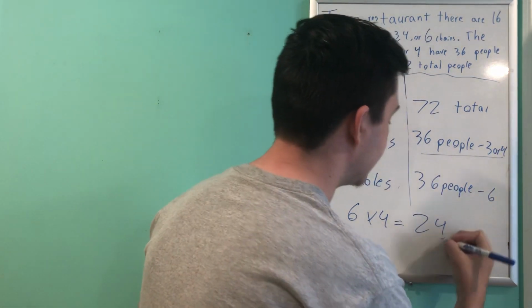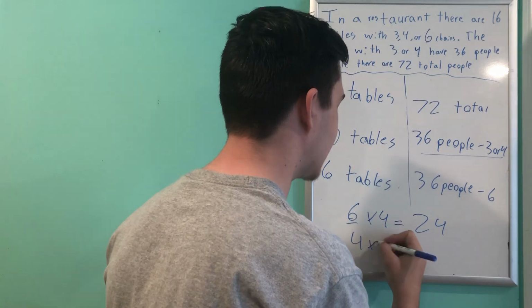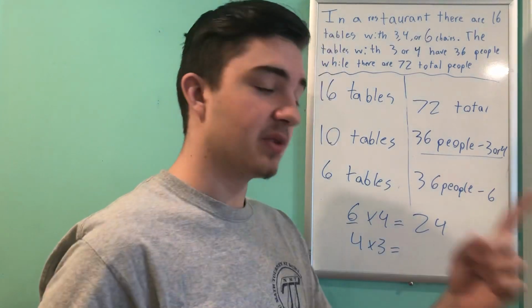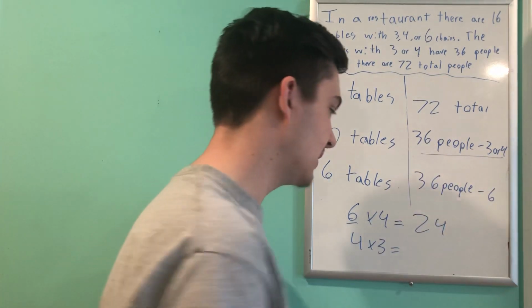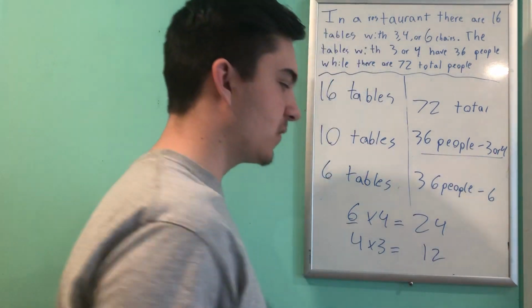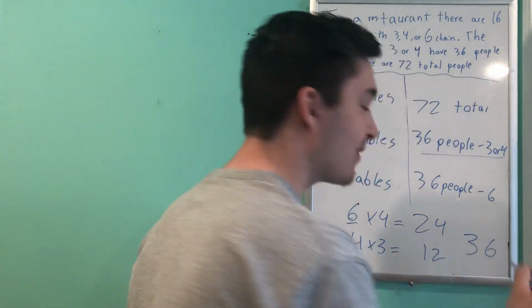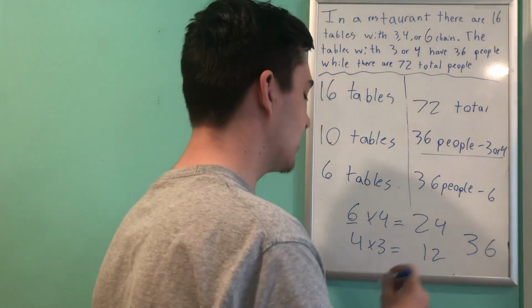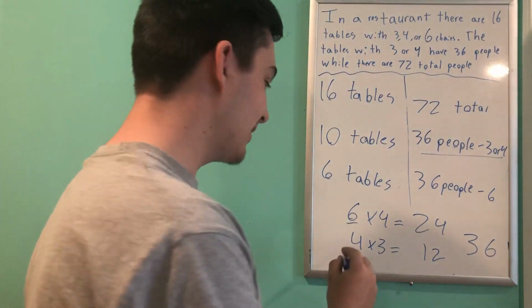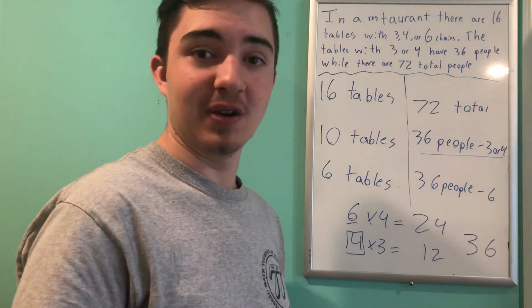Now, this means we have 4 tables left. So 4 times 3, that's equal to 3, 6, 9, 12. And what's 24 plus 12? Well, that's 36. So we were right. We found a pattern and we found the answer. So how many tables of 3 are there? There are 4 tables of 3.